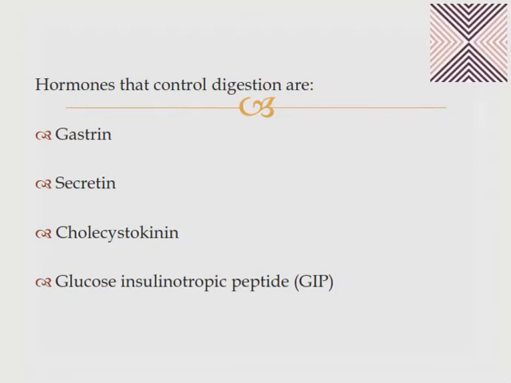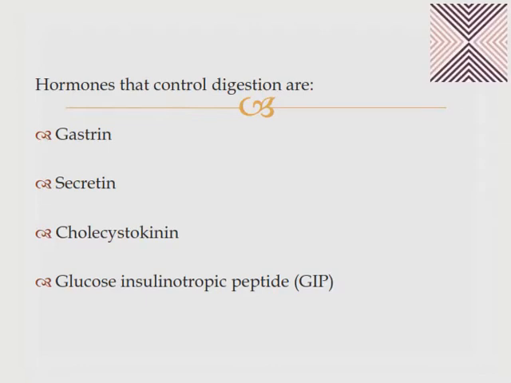Now these are the hormones that are controlling digestion. The first part was the nervous control, where we have seen that the autonomic nervous system is controlling the digestive processes. Now here we are taking up the second part, the hormones. Here we have gastrin, secretin, cholecystokinin, the glucose insulinotropic peptide, the GIP, and two more important hormones, enterogastrone and enterokinin. I'll be taking up these two hormones later on.